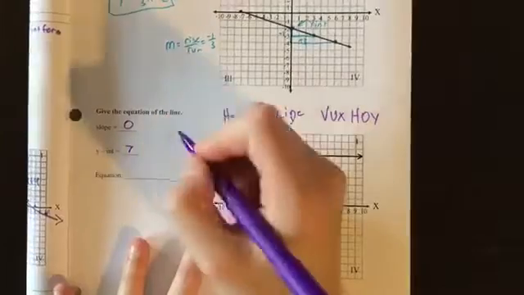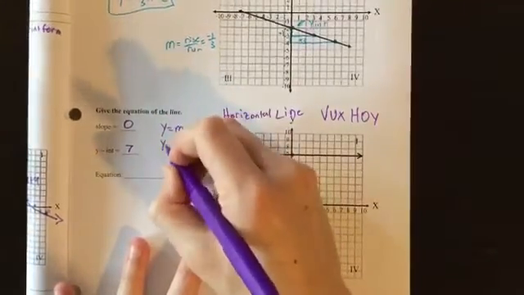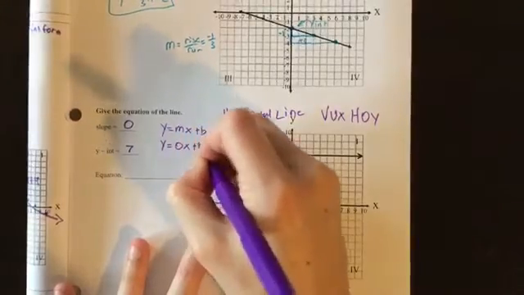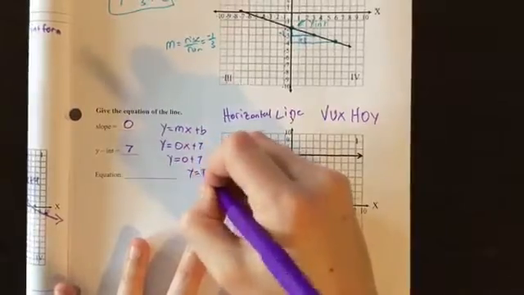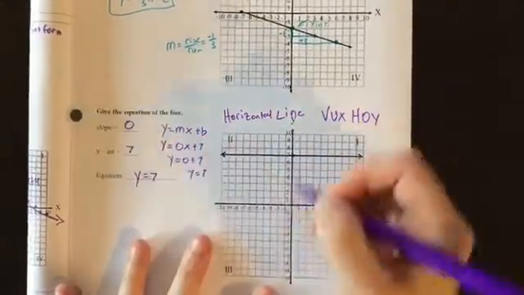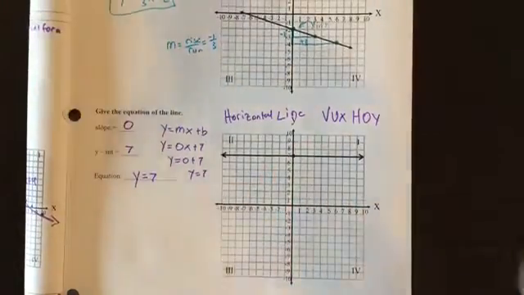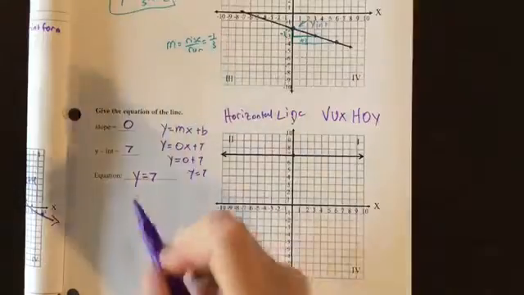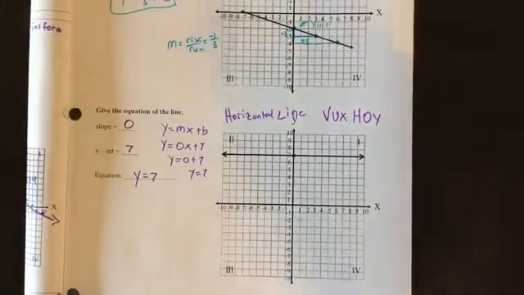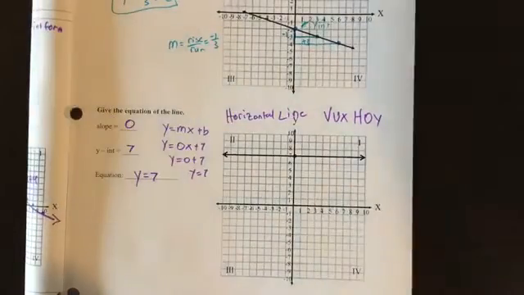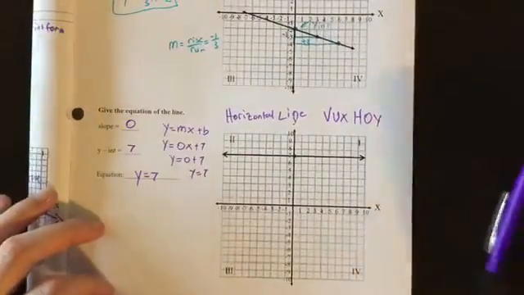It's 7. So even if we think about substituting into y = mx + b, we would have y = 0x + 7. 0 times x is 0. 0 plus 7 is just 7. So our equation, y = 7. But using our VUX-OI, knowing the special case of a horizontal line, we can jump right to saying y = 7. If we see a vertical line, we have to know it's an x equals a number equation. You can't even substitute in and get it that way.